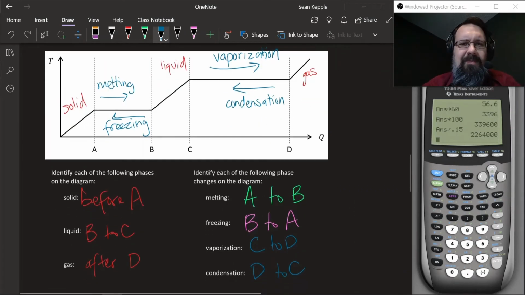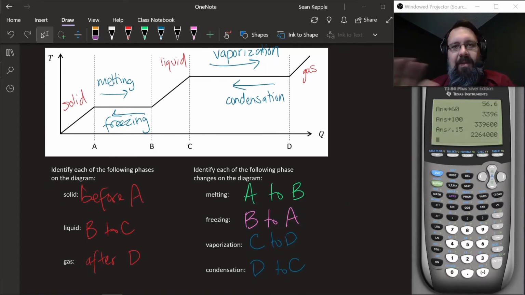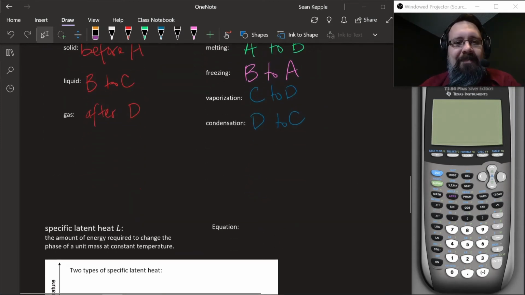All right, so that's a little bit of the terminology. You do need to know all of these words. You need to know this diagram and how everything fits together. It's really important that you know that.